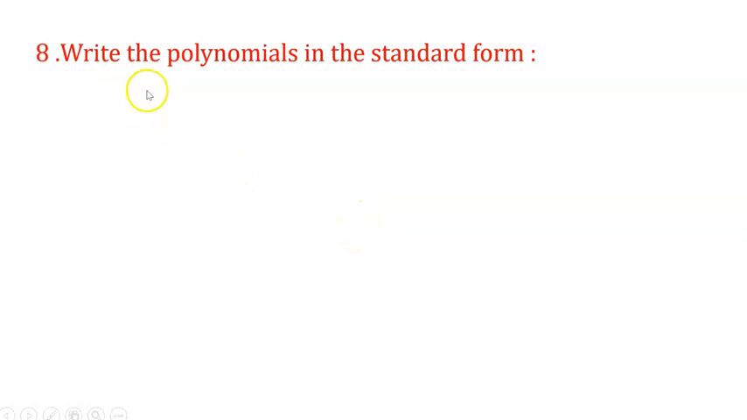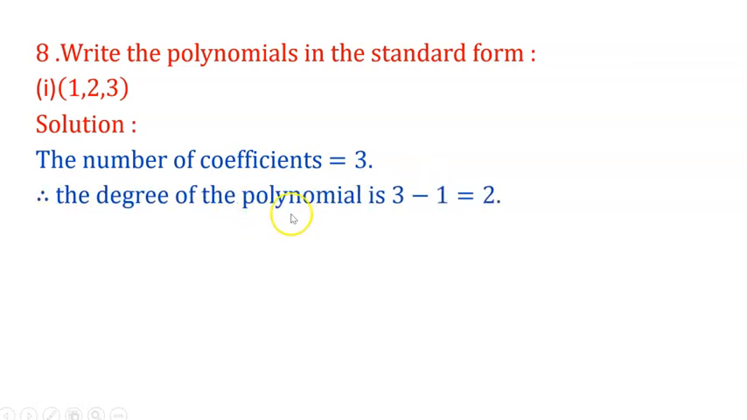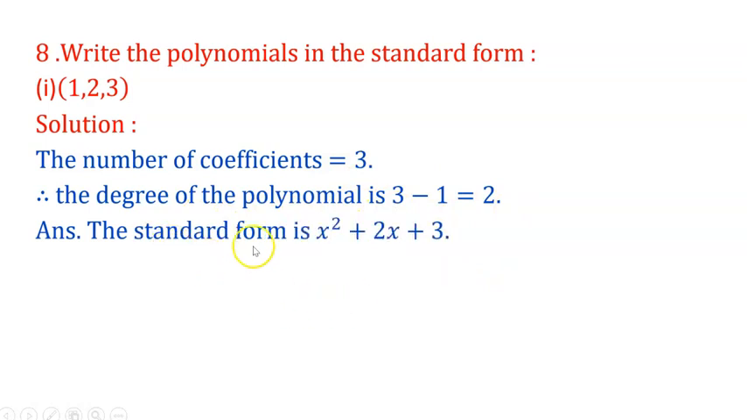Now, question number 8. Write the polynomials in the standard form. First, 1, 2, 3. Now, here the number of coefficients is 3. Therefore, the degree of the polynomial, that is 3 minus 1, is equal to 2. The standard form, taking x as a variable: we take this coefficient 1 into x square, that is x square plus 2 into x plus 3. Therefore the standard form is x square plus 2x plus 3.